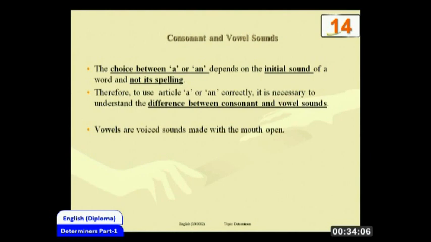Now let us understand vowels. Vowels are voiced sounds made with the mouth open. I repeat, vowels are voiced sounds made with the mouth open. Here you can see the example. Again, remember my friends, you have to take care of the sound of a word and not its spelling. Here the sounds A, A, I. These sounds are vowel sounds. These sounds are made with the mouth open.